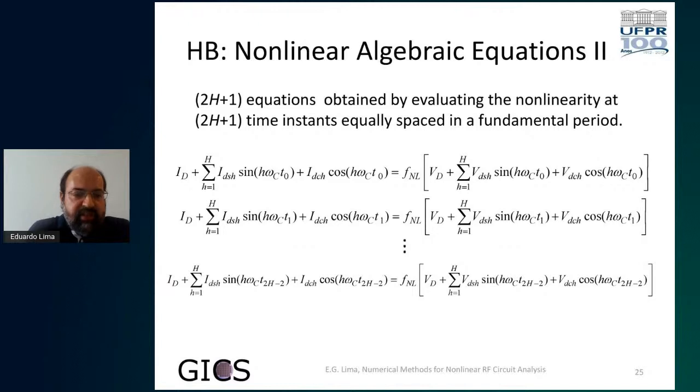Then, the nonlinearity is evaluated in time domain in each one of the 2H+1 time instants equally spaced in one fundamental period. In doing that, it can be shown that the vector of current constant amplitudes is nonlinearly related to the vector of constant voltage amplitudes.